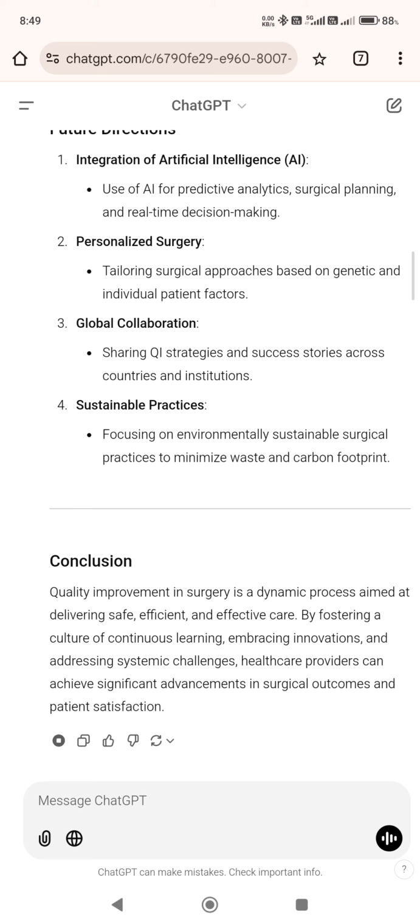Conclusion. Quality improvement in surgery is a dynamic process aimed at delivering safe, efficient, and effective care. By fostering a culture of continuous learning, embracing innovations, and addressing systemic challenges, healthcare providers can achieve significant advancements in surgical outcomes and patient satisfaction.